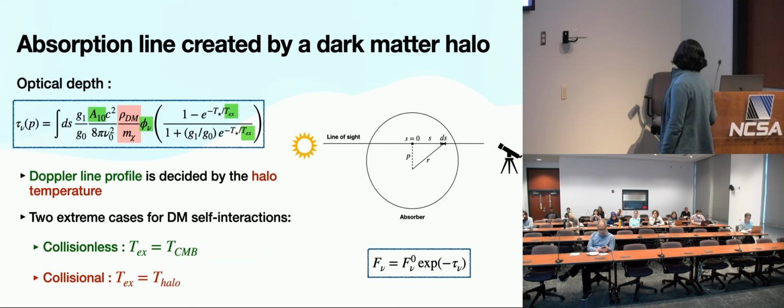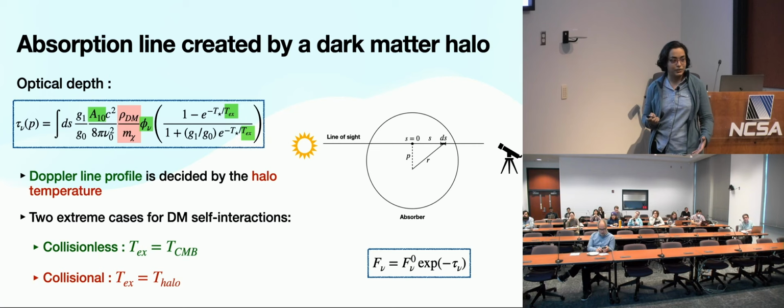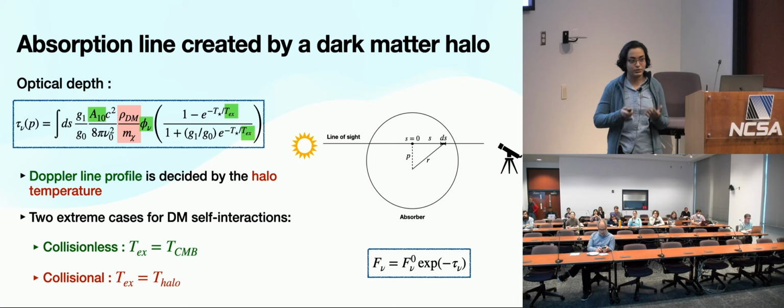Okay, so here I've tried to just explain the dependence of optical depth on different dark matter parameters. So A10 is the Einstein coefficient. This has all the physics which involves interaction of dark matter with photons. Then it also depends on the number density of dark matter particles along the line of sight. Also, what would be the velocity distribution of particles along the line of sight. So that would give a width to this line. And we have the excitation temperature, which is basically the temperature that decides the population of dark matter particles in the two states. So for a simple analysis, we consider two extreme scenarios.